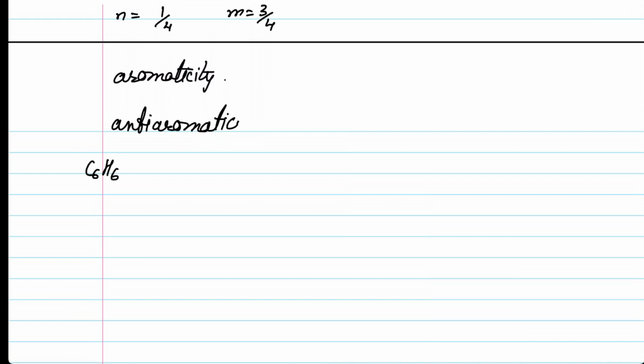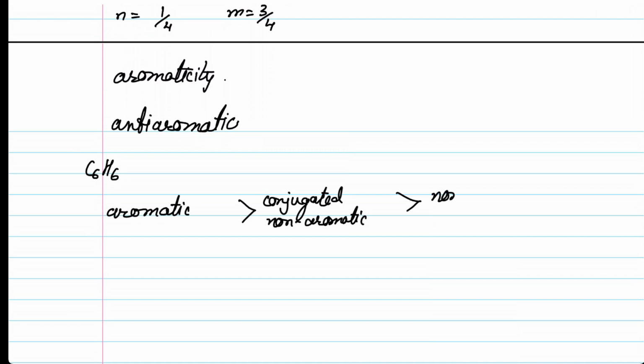If we arrange them in the order of stability, we find aromatic is the most stable, followed by conjugated non-aromatic, followed by non-conjugated, followed by anti-aromatic. The anti-aromatic structure is the least stable.